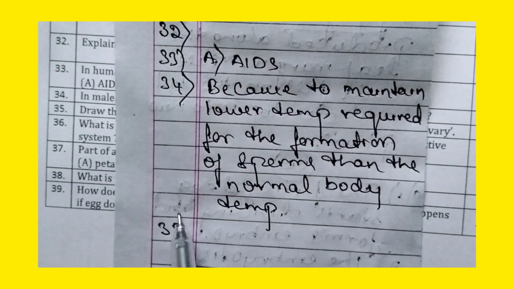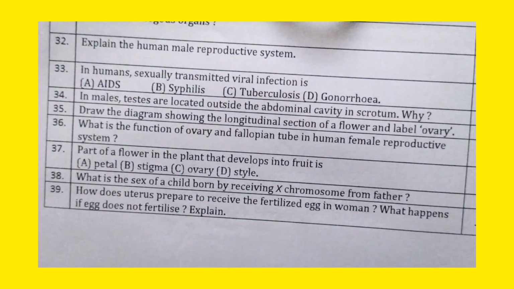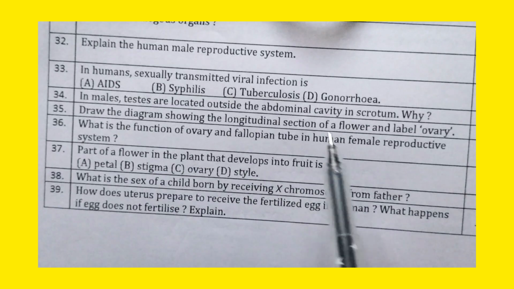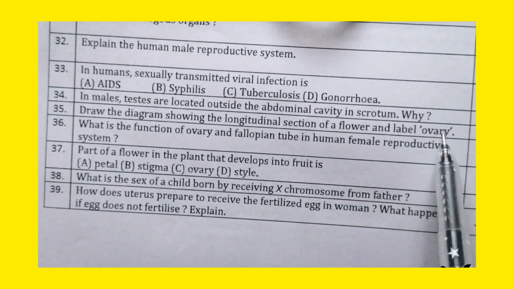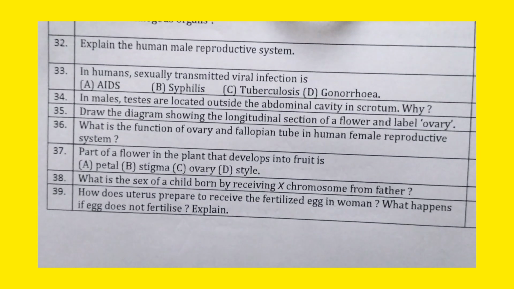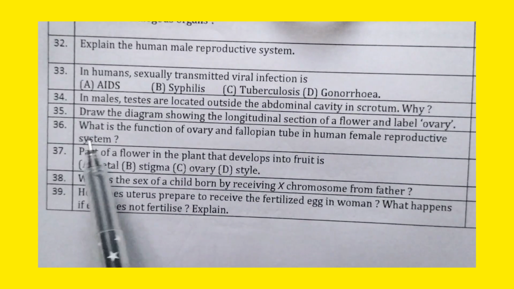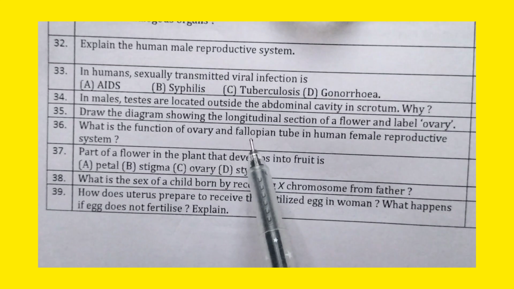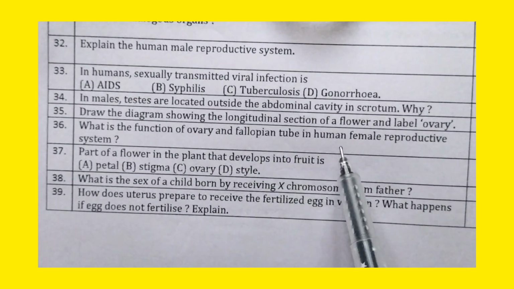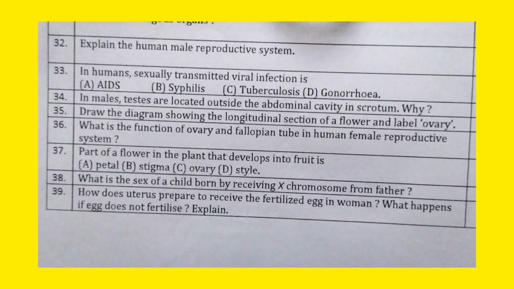Now let us move to the 35th question. The 35th question is a diagram: draw the diagram showing the longitudinal section of a flower and label the ovary. Now let us move to the next question, question number 36. What is the function of the ovary and fallopian tube in the human female reproductive system? Now let us answer this question.